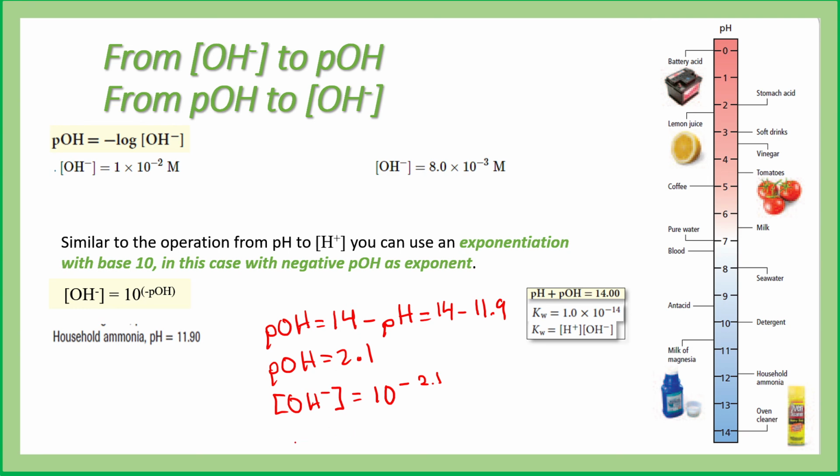That's equal to a hydroxide ion concentration of 0.00794, which is 7.94 times 10 to the negative 3. That's the answer.